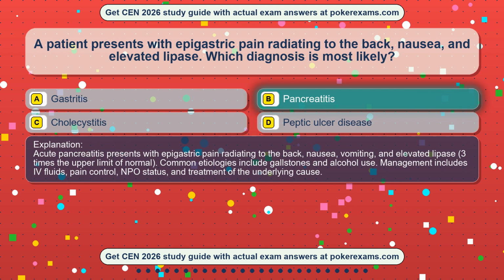Acute pancreatitis presents with epigastric pain radiating to the back, nausea, vomiting, and elevated lipase, 3 times the upper limit of normal. Common etiologies include gallstones and alcohol use. Management includes IV fluids, pain control, NPO status, and treatment of the underlying cause.